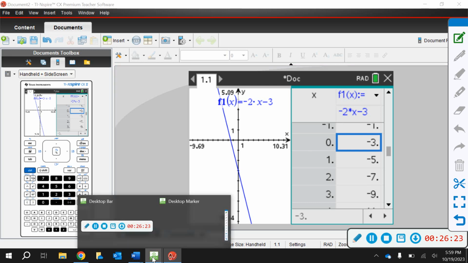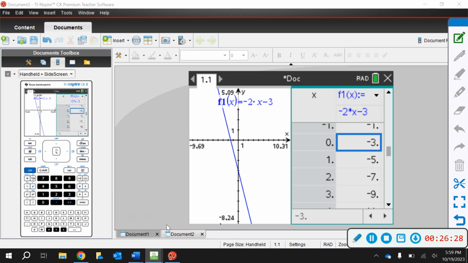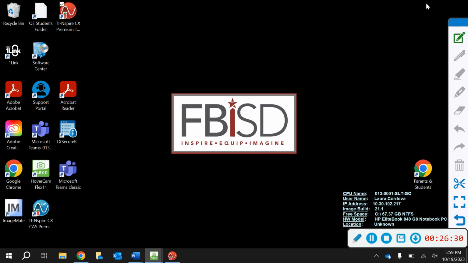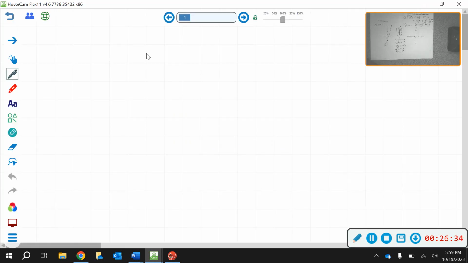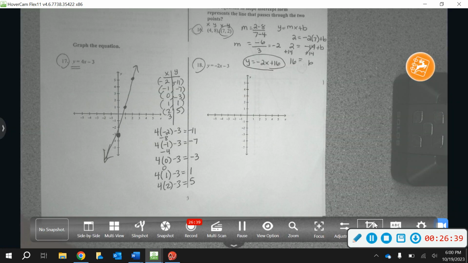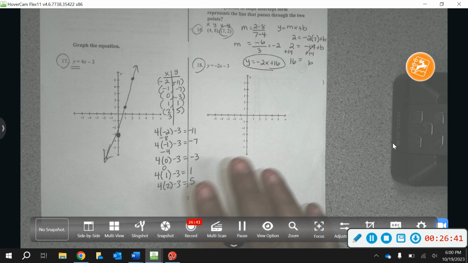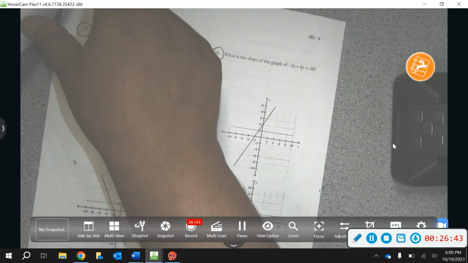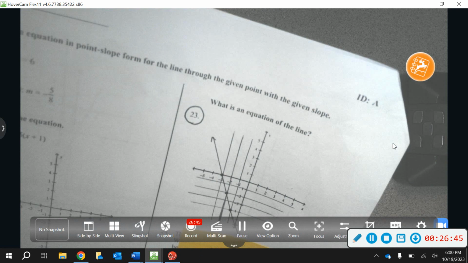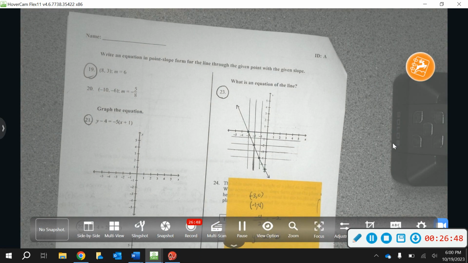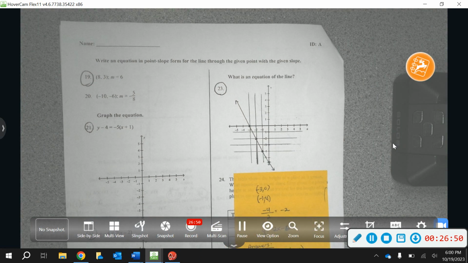So let's go ahead and go back to our test review. So let's go ahead and move to the next page. And what are we doing here? We are going to, if I give you a slope and a point, are you able to give me an equation? And yes, you are.